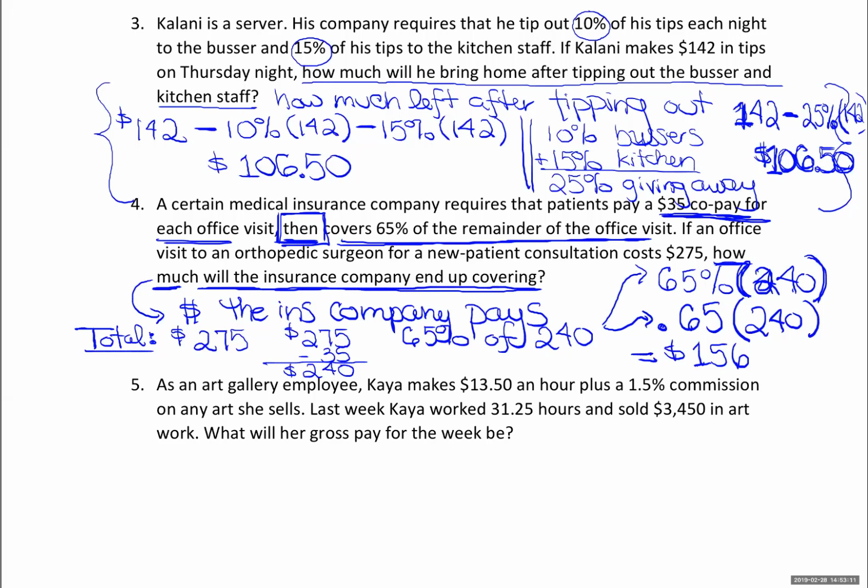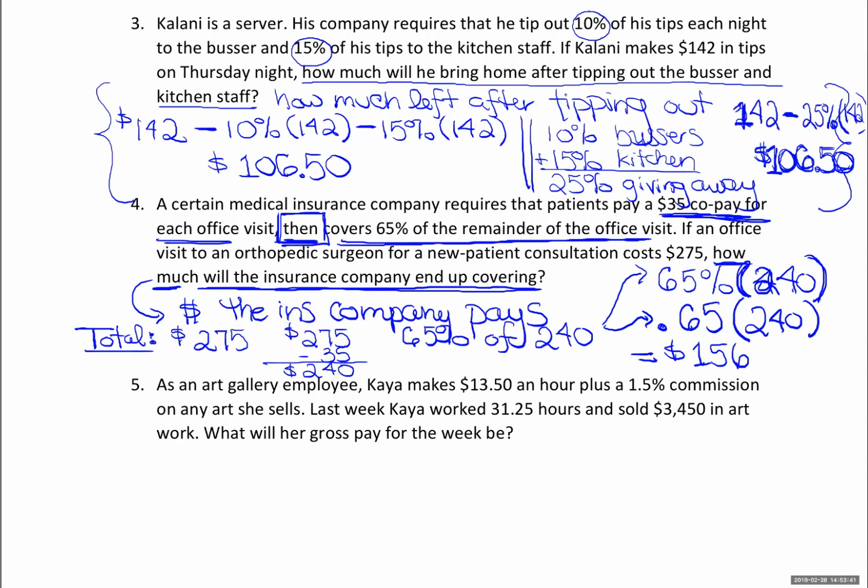Yes. Okay. As an art gallery employee, Kaya makes $13.50 an hour plus a 1.5% commission on any art she sells. Last week, Kaya worked 31.25 hours and sold $3,450 in artwork. What will her gross pay for the week be? So, again, before you tell me how to do it mathematically, just find that question for me. What are they telling me to go look for, to find?